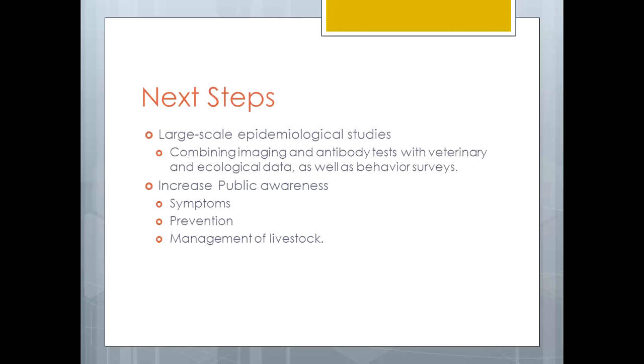Also, I think we need to increase public awareness. Symptoms need to be better described to people so that they know what to look for. We can address public awareness for prevention, hand washing, for example, cleaning of fruit and vegetables, and drinking bottled and boiled water. Also, management of livestock. So evidence might suggest that penning pigs and keeping them away from human feces will greatly decrease the risk of cysticercosis infection.